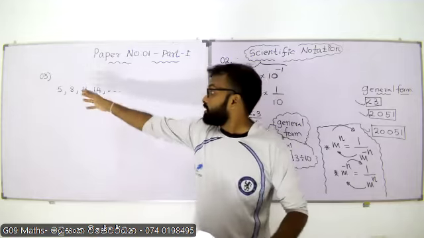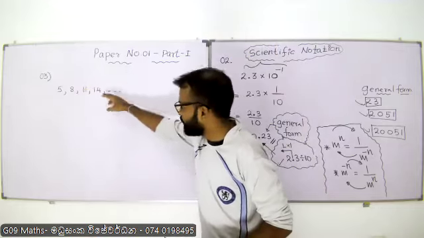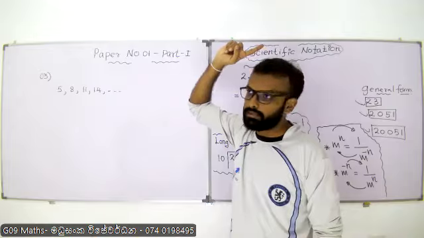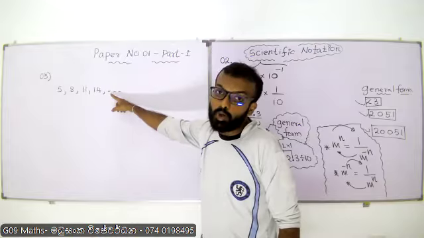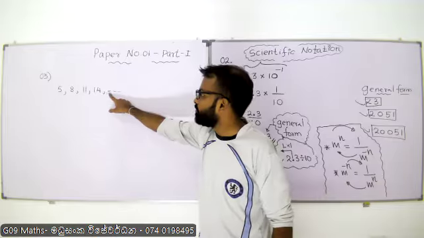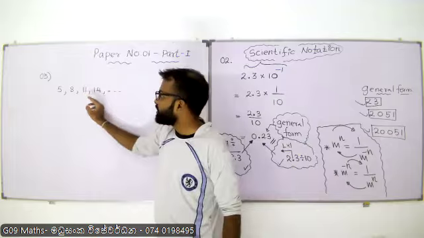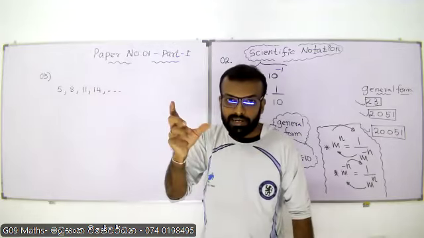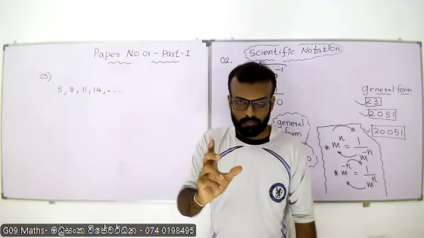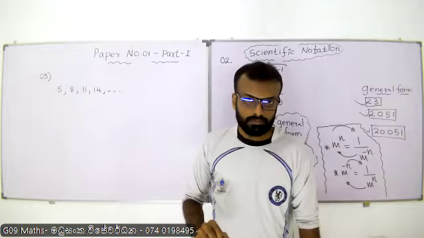That means this number pattern continues up to infinity. This is the meaning of these three dots. And each and every term should be separated by using a comma. That is an important fact in number patterns.